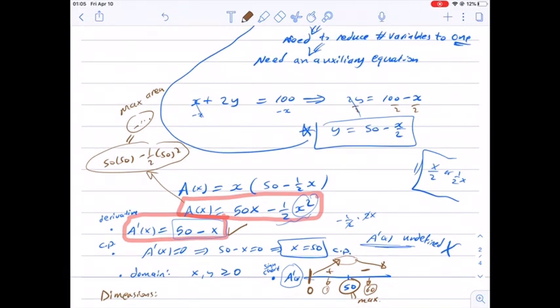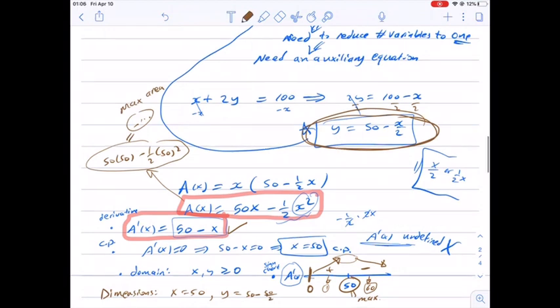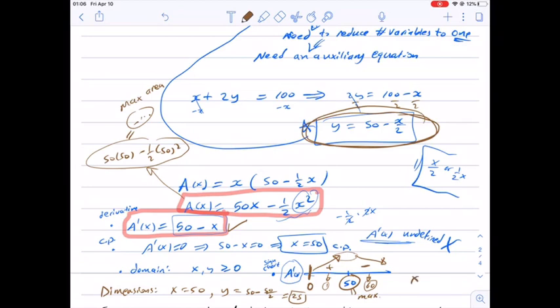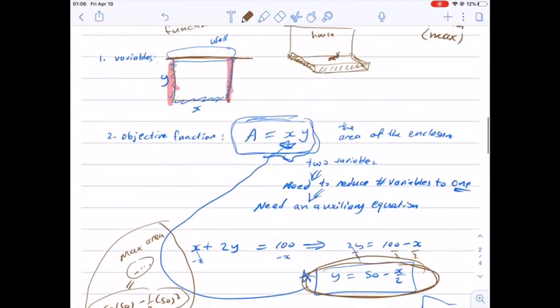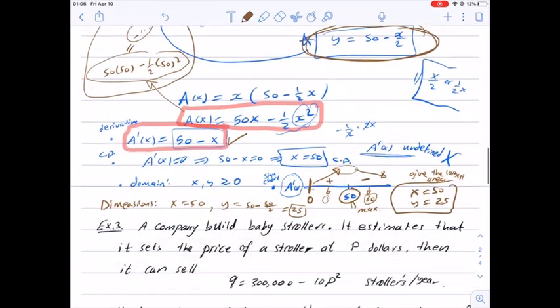Now the dimensions are x and y. So x is 50. Now what is y? From the auxiliary equation, y equals 50 minus 50 over 2, and that gives us 25. So the values are x equals 50 and y equals 25. When x equals 50 and y equals 25, we get the dimensions that give us the largest area. If we want to compute the largest area, we need to do these calculations. But the question is just about the dimensions.